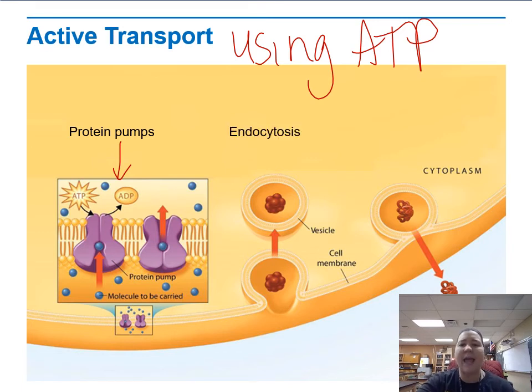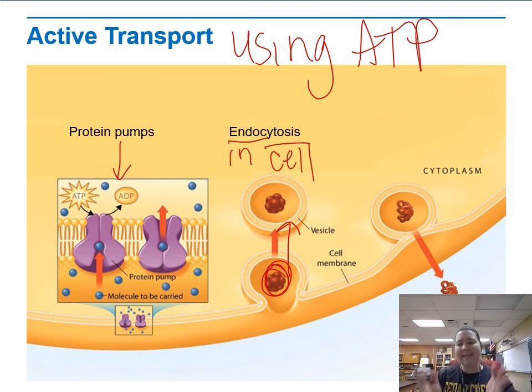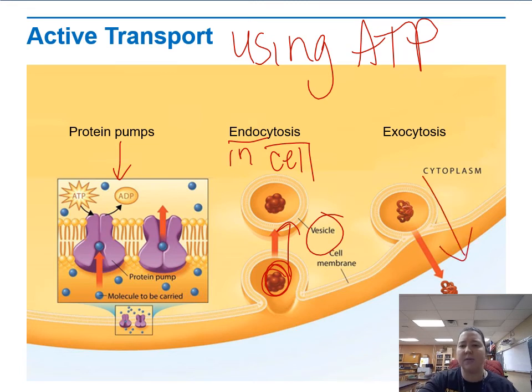Then there's endocytosis. This is where we're bringing some molecule into the cell, but we have to enclose it in a vesicle and move that vesicle. Endo means in, cytosis means cell. So we're bringing that into the cell, but we have to wrap it in this vesicle. And then there's exocytosis, which is the opposite of endocytosis. Exo means out, and cell. So we're taking that vesicle and shuttling it to the cell membrane so we can expel the molecule, whatever it might be.